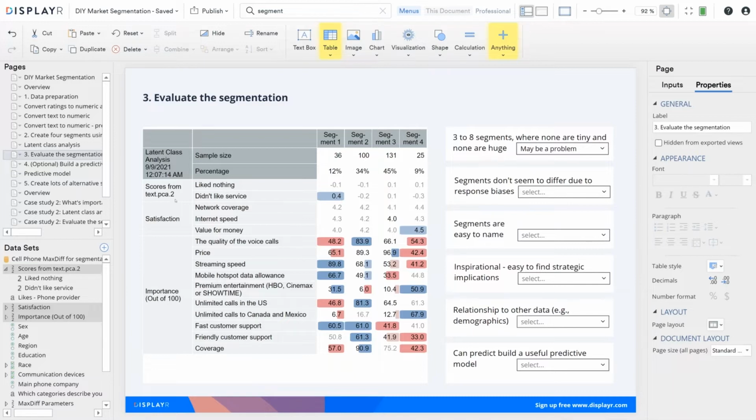Now, we can see that even though the text data and the satisfaction data wasn't used to create the segments, we are getting some significant differences and some skews between the segments, which is good. In general, you want your segments to relate to other types of data.